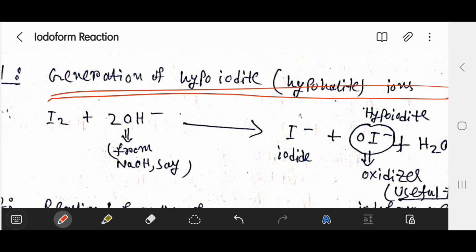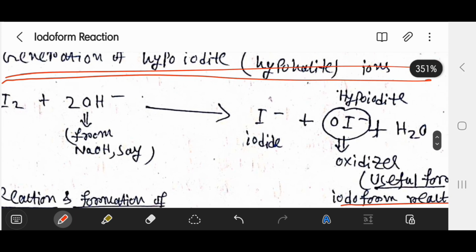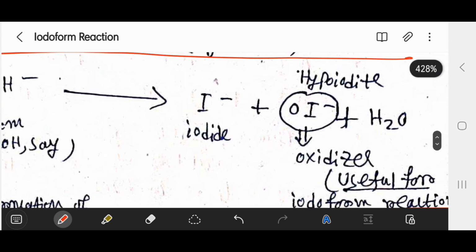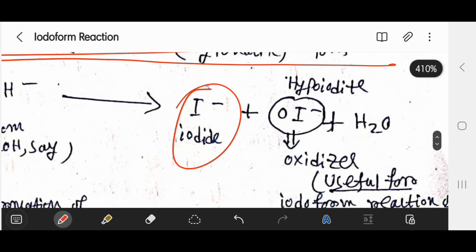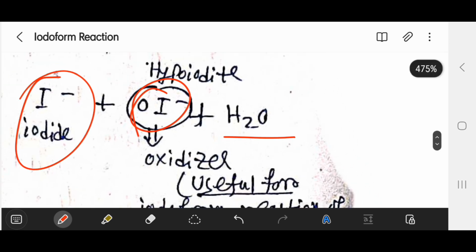So iodine reacts with 2 OH minus, that is in basic medium, say from NaOH. I have used NaOH in this reaction, okay? In the practical part we will get iodide, I minus, and hypoiodite. It is similar to hypochlorite, sodium hypochlorite bleach, right? It is basically the iodine version of the bleach, and you will get water also.